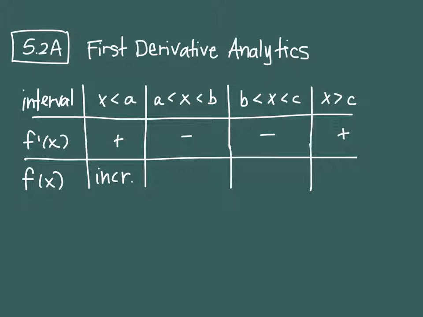Then we pass the critical point of A, and we move into the interval between A and B. B is the next critical point. So what happens between those two critical points? Well, according to the analytic chart I've given you, f prime is negative. What that means, if f prime is negative, then the slope is negative, which means the function is decreasing. So this graph just changed direction. It was increasing until it got to the critical point of A, and now it's decreasing between the critical points of A and B.